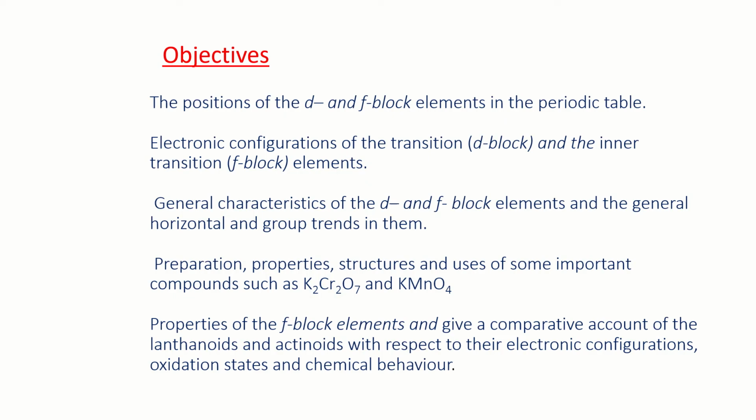Main objectives of this lesson: the position of d and f block elements in the periodic table, the electronic configuration of the transition d block and the inner transition f block elements, general characteristics of d and f block elements, the preparation, properties, structure and uses of some important compounds like potassium dichromate and potassium permanganate, and properties of f block elements, mainly lanthanoids and actinoids.